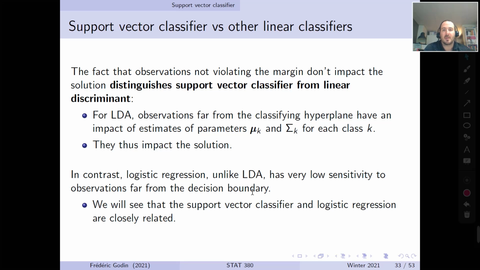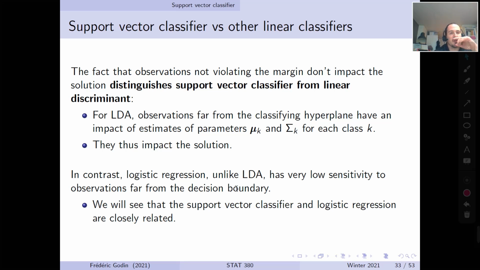So for support vector machines, points that are far away from the boundary have zero impact. For linear discriminant, points that are far away do have some impact. And for logistic regression, points that are far away have limited impact. So in that sense, logistic regression has a behavior which might be a bit more similar to the support vector classifier than linear discriminant analysis. And this is interesting because all these methods, logistic regression, LDA, support vector classifier, give a linear decision boundary. So you might be wondering, why would I use one versus the other?